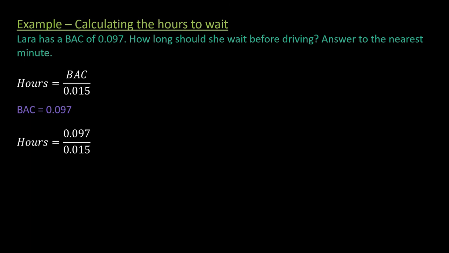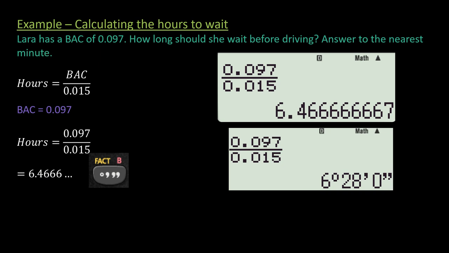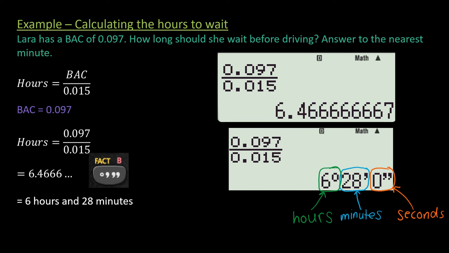We substitute that in, type it in the calculator, and this gives us a decimal answer. But we need the nearest minute because we're dealing with time. So there's a special button you can press on your calculator that's going to convert it into hours, minutes, and seconds. When you press that button, it changes to this. What each part means is that when it's next to the circle, it's hours. So we've got 6 hours, 28 minutes, and 0 seconds. So it's already rounded for us. We just drop those 0 seconds off, and that's 6 hours and 28 minutes. So therefore, Lara should wait 6 hours and 28 minutes.